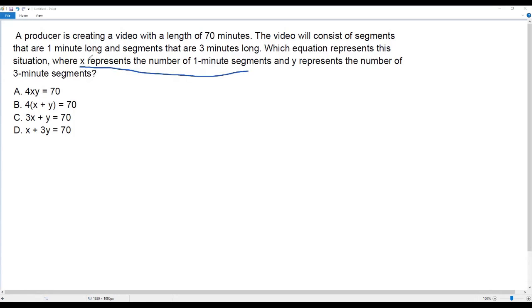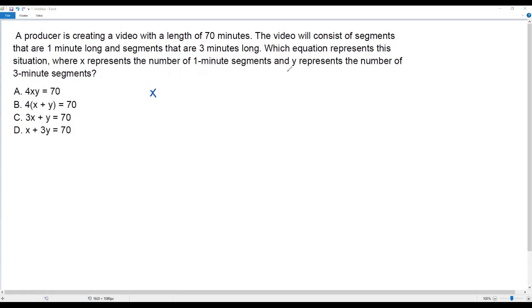Now to find the total amount of time in this X number of 1 minute segments, we have to multiply the number of segments X and the length of each segment, that is 1 minute. X times 1 gives us X. So this X gives the total amount of time in this X number of segments in minutes.